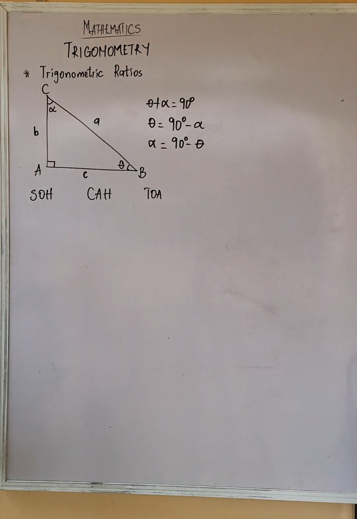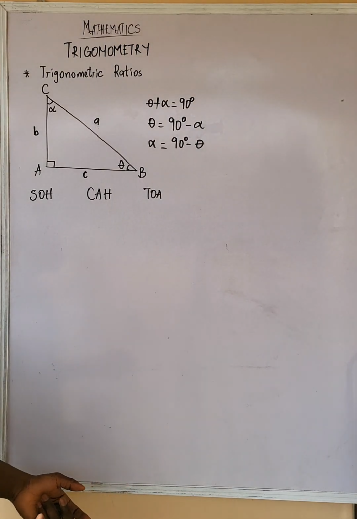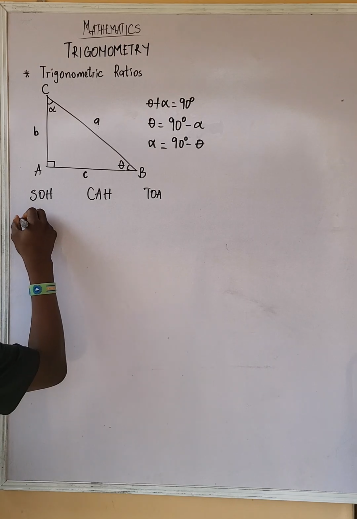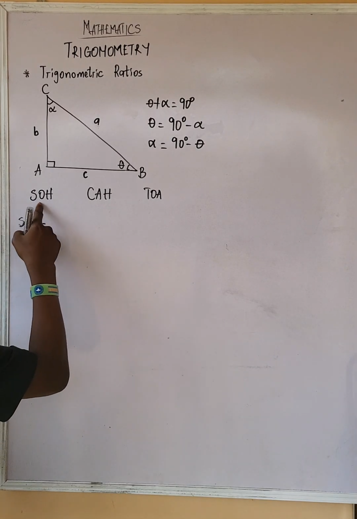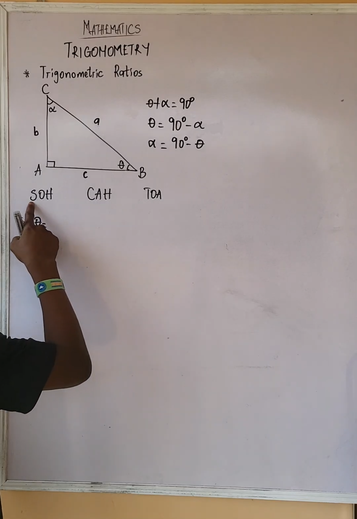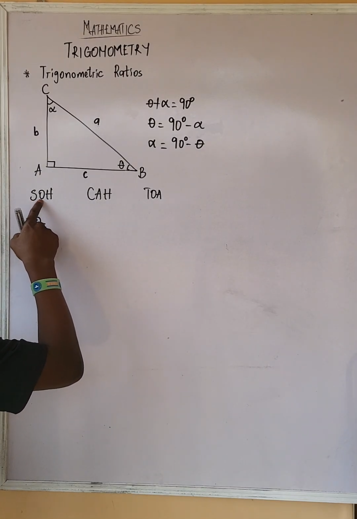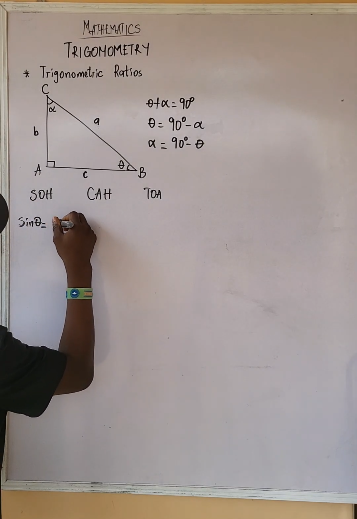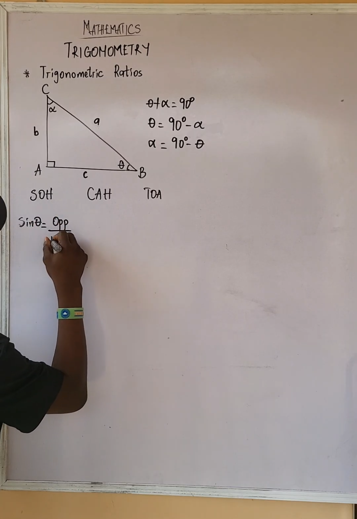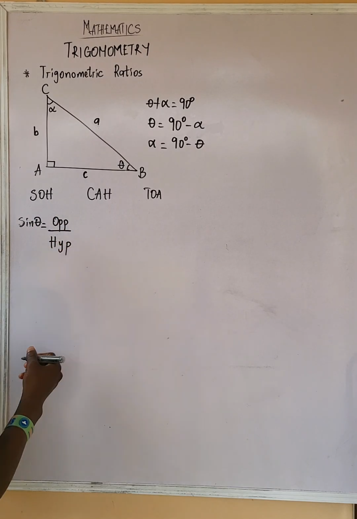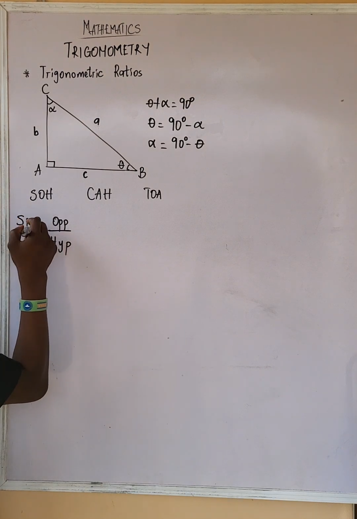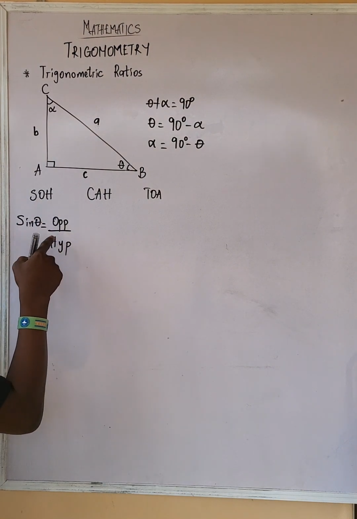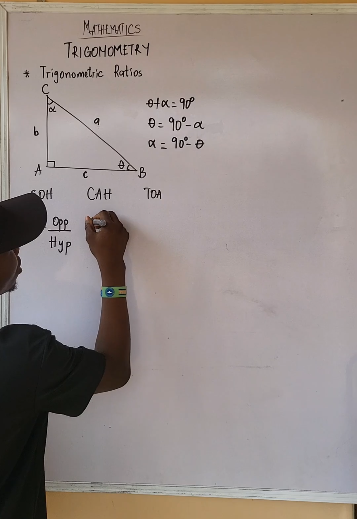Now coming to SOHCAHTOA. You all know SOHCAHTOA, right? So let's talk about sine theta. When we have sine, in SOHCAHTOA, this O is called opposite, over this H, which is called hypotenuse. Do you understand? When we talk about sine, sine is simply opposite over hypotenuse.